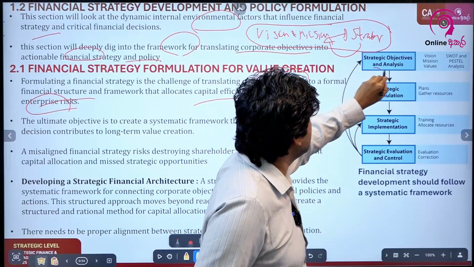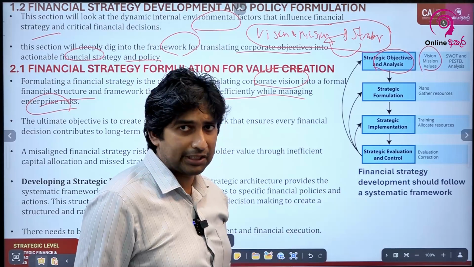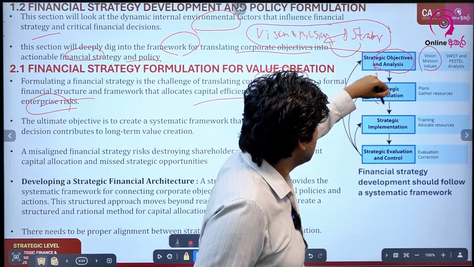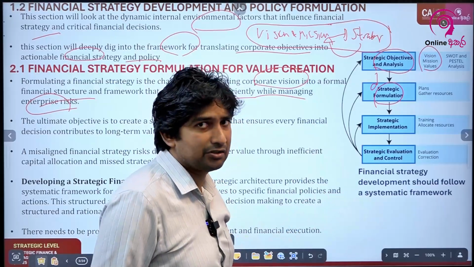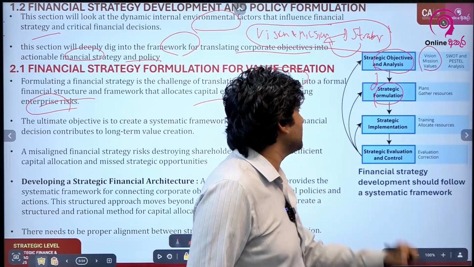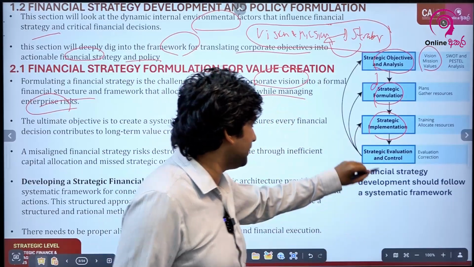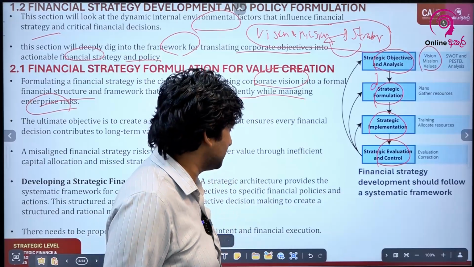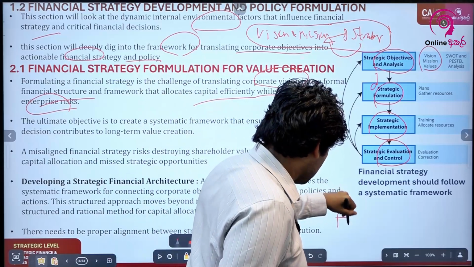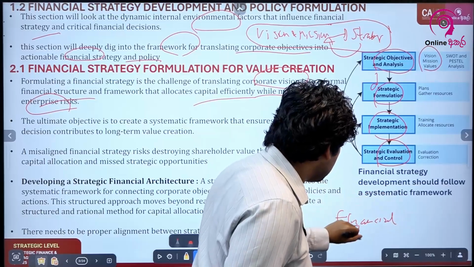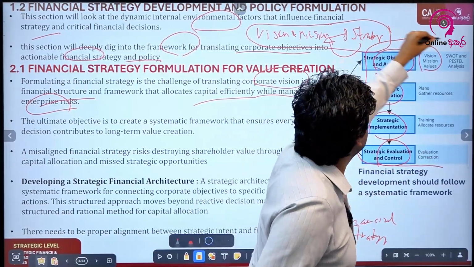So you have your strategic objectives and you have your vision and mission. Based on the vision and mission and the strategic objectives, you determine your strategy, you formulate your strategy, and after strategy formulation, you implement the strategy. After implementing the strategy, you have to evaluate and control your strategy. So how you develop financial strategy also will be like this.